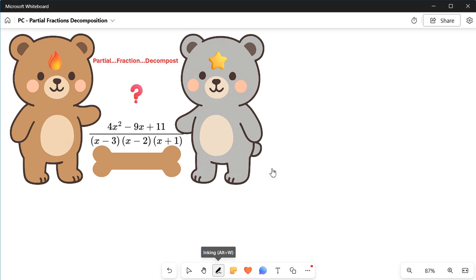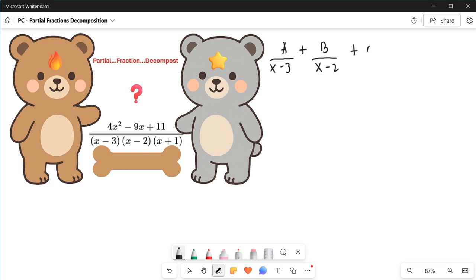Okay, now for this one, you have three different factors, right? And accordingly, each of those will get their own unknown constants, which in this case, let's call it, why not A? So we have A over x minus 3, and then plus, we can call this B, and kind of go in order, if that's okay, so B over x minus 2, and then plus C divided by x plus 1.